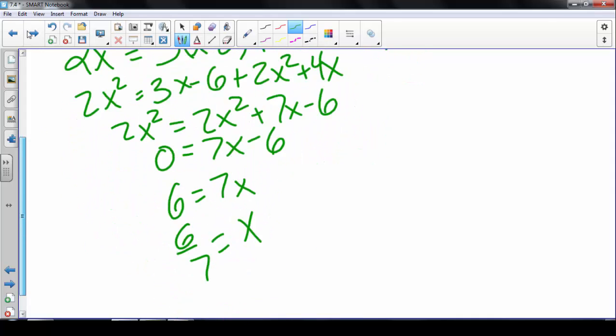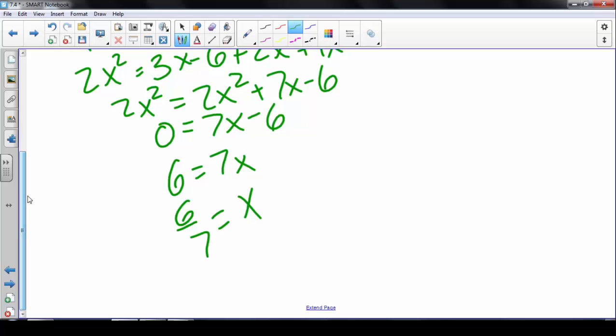Remember our two values we couldn't have were 2 and negative 2? We didn't get either, so we're good.